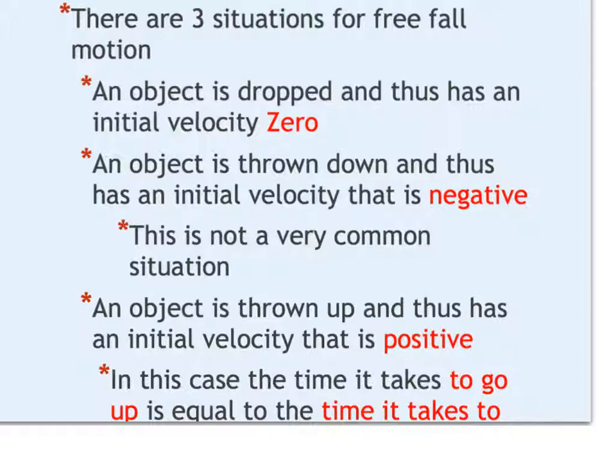And then our third situation is when we have an object that is thrown up, so it has an initial velocity that is positive. When we look at this kind of situation, we need to keep in mind that the time that it takes to go up is equal to the time that it takes to go down.